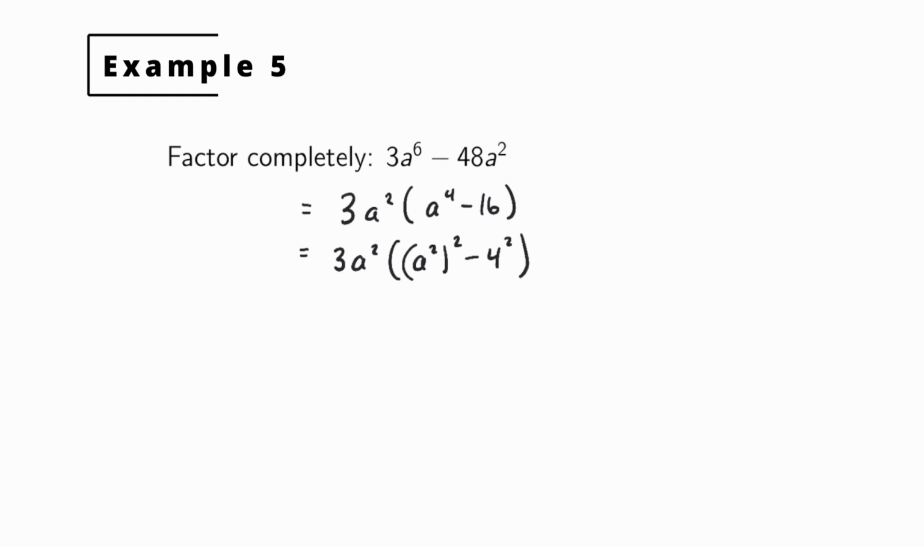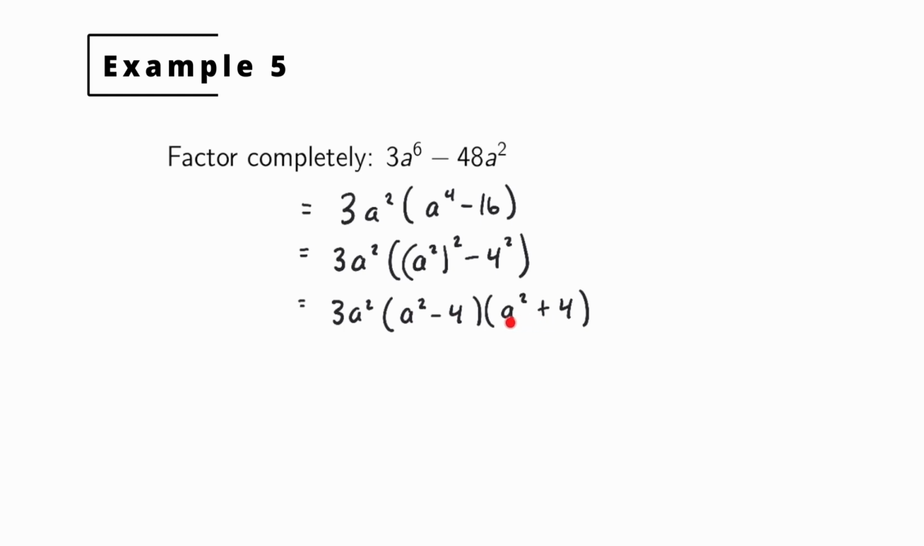Okay, now use the difference of squares formula. So it's going to be 3a squared times (a squared minus 4) times (a squared plus 4). Okay, however, we're not done. This a squared minus 4 is also a difference of squares, right? It's a squared minus 2 squared.